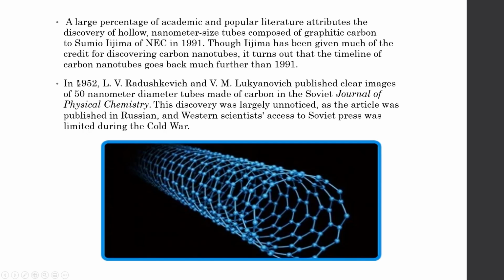It goes back to around 1952, around the time L.V. Radushkevich and V.M. Lukyanovich published clear images of 15 nanometer diameter tubes made of carbon in the Soviet Journal of Physical Chemistry. But around that time, the Cold War was happening between Russia and the West, so the Soviet press was limited.